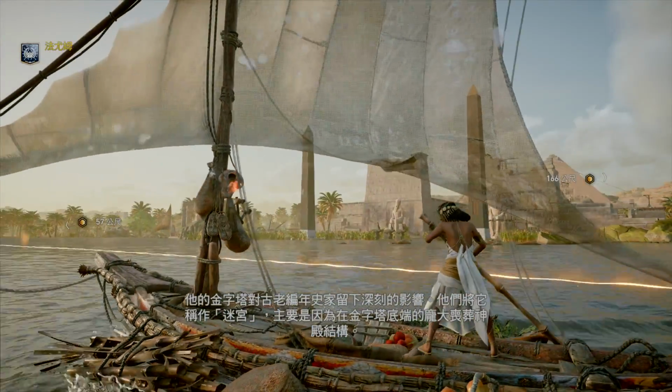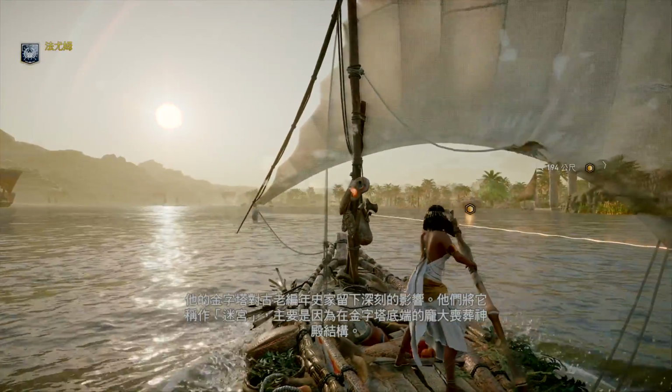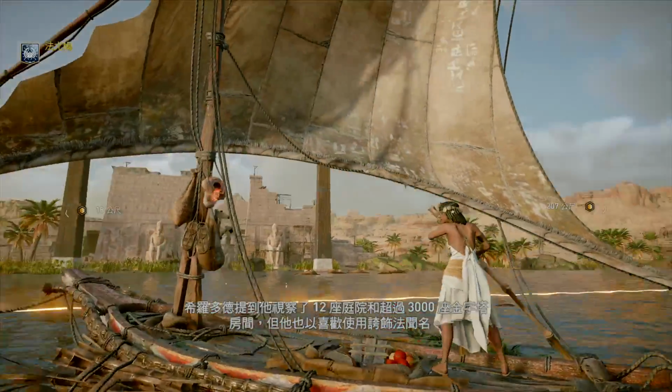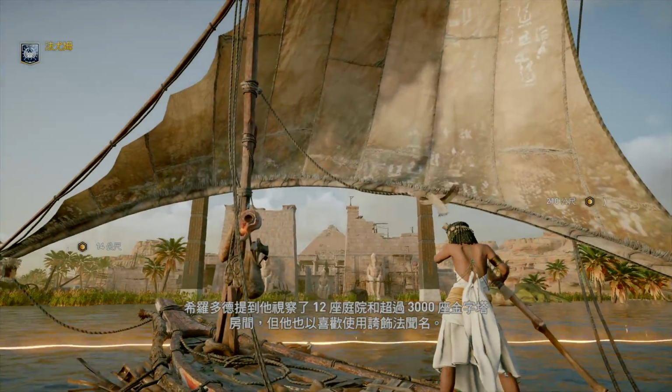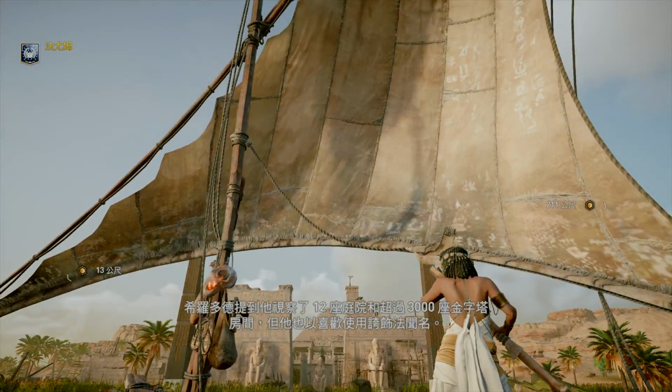His pyramid left a mark on the imagination of antique chroniclers. They refer to it as the Labyrinth, mostly due to the vast mortuary temple complex at the foot of the pyramid. Herodotus mentioned that he had visited 12 courts and over 3,000 of its chambers. But he was also well known for being prone to hyperbole.